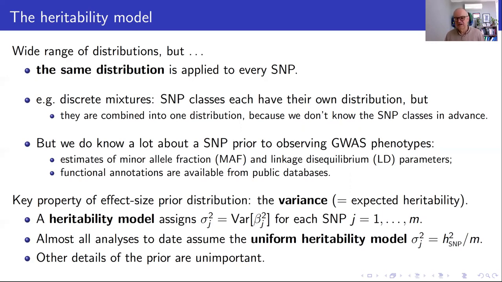It's going to be a model depending on properties of the SNP, like MAF and linkage disequilibrium and functional annotations. As I've said, a huge amount of analyses in human genetics, without any comment, implicitly assume a uniform heritability model, that this prior variance is the same for each SNP. So you just take the total SNP heritability and divide by the number of SNPs. And then we're going to say that we can do better.